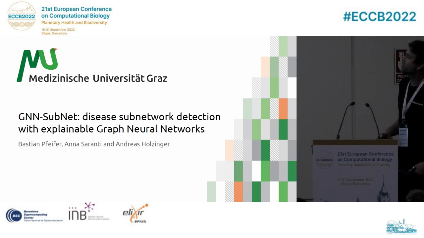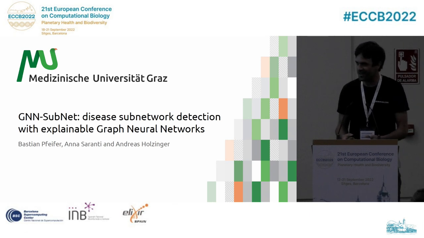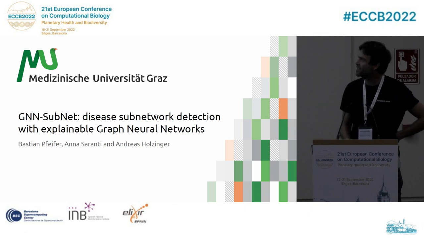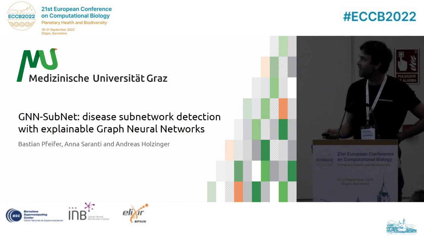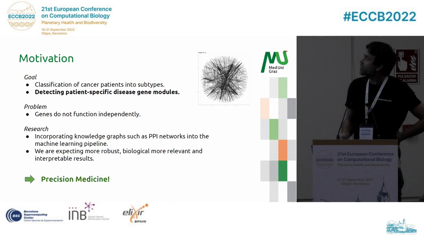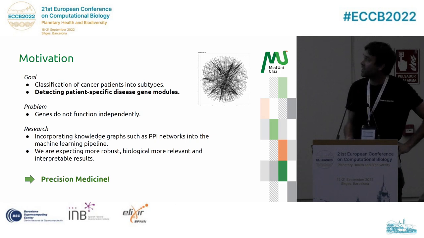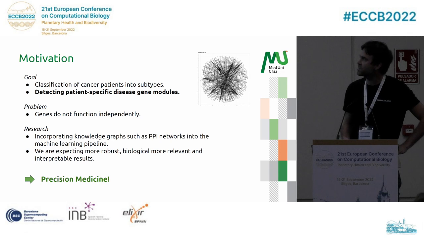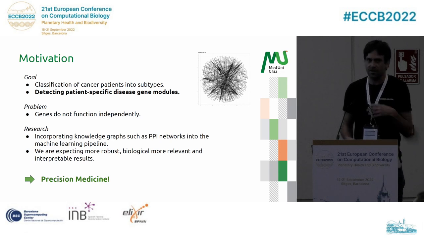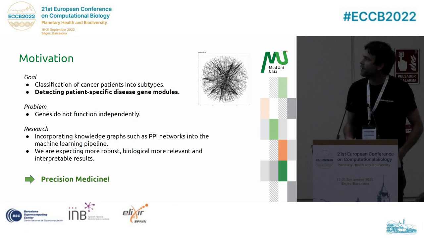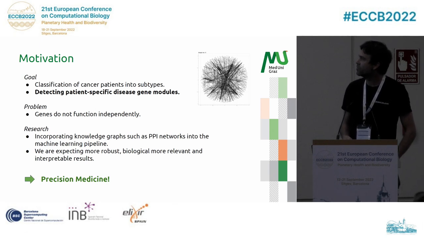So yeah, I will talk about the Python package we have developed, GNNSubNet, for disease subnetwork detection with explainable graph neural networks. In our group at the Medical University of Graz, we are mainly studying and developing methods for the classification of cancer patients into subtypes, and one project of that is the one I present now, detecting patient-specific disease gene models.